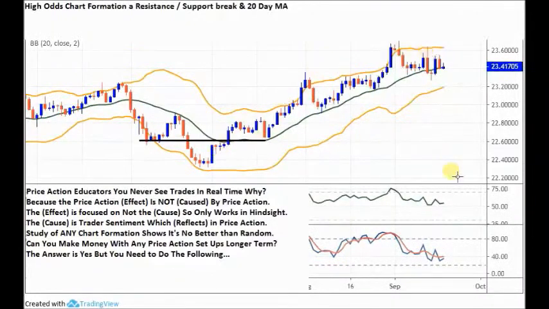This is easy once the chart has unfolded. It's not easy when the move first starts, of course. Can you make money with any price action trade setups longer term? I do not think so. I think if you went back 30 years ago, you could. I've explained this in other videos, because there was no internet, and trader sentiment was not so important and noise levels were not so high.